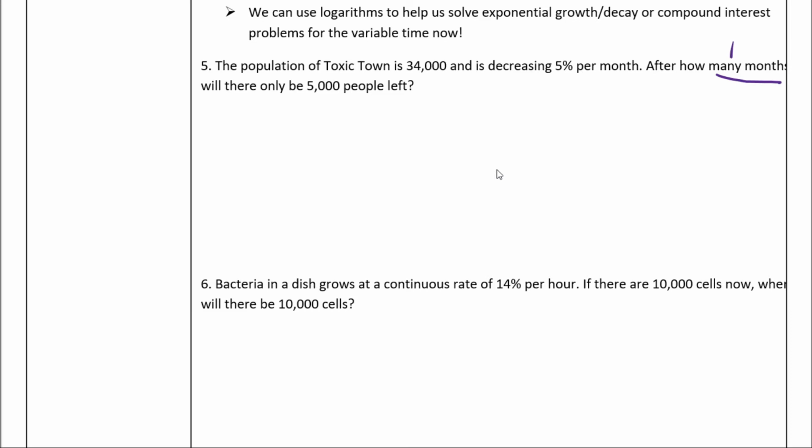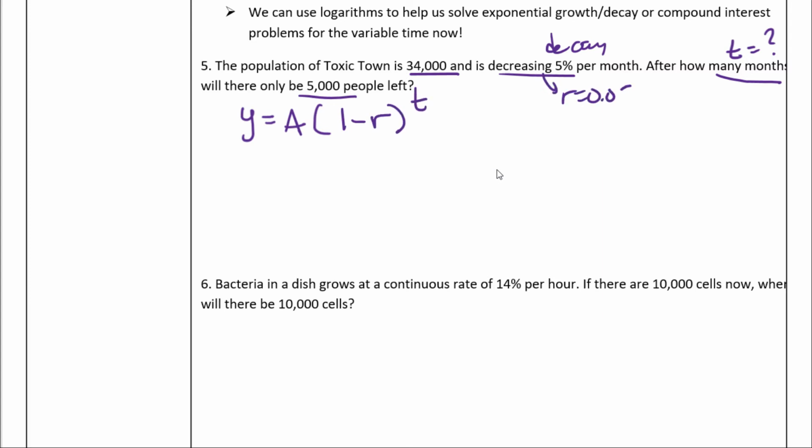Since we are trying to find time, and they tell us the population is 34,000. It's decreasing 5%, so this is a decay type of problem. After how many months will there only be 5,000 people left? Remember the model is y equals a times 1 minus r to the t power. So the r is 0.05. That's our a, and the 5,000 is our y. So we have 5,000 equals 34,000 people in the beginning.